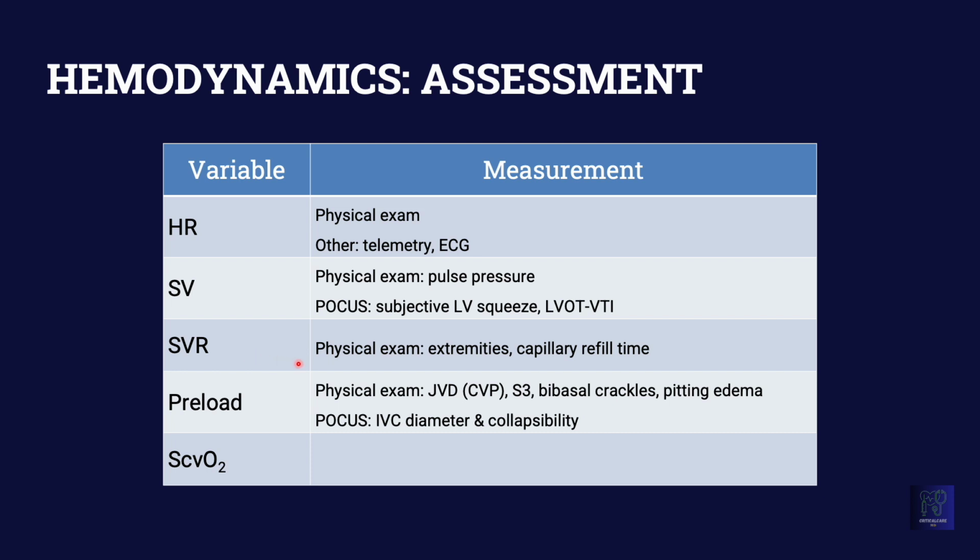Systemic vascular resistance can be identified by simple physical exam. Feel the extremities. If they are warm, it usually means a vasodilated state. Cool and clammy extremities indicate a vasoconstricted state or increased systemic vascular resistance.